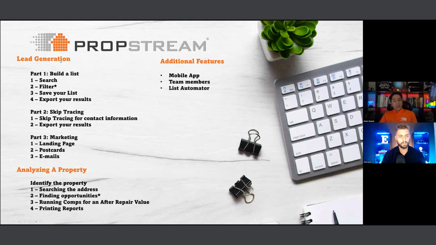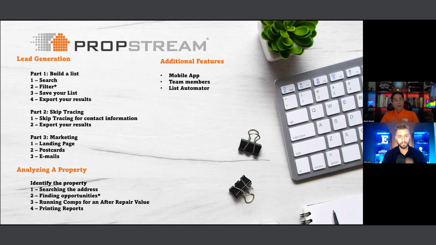So lead generation, there's really three parts to it. And you're not forced to do all three parts. It's really up to you. So part one, I believe everybody's going to do, and that's build a list with us. So four steps: search, filter, save your list, and export your results. Now, every month you get 10,000 records to save.